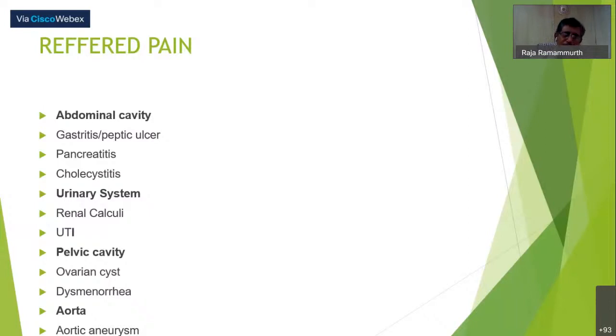And the next, the pelvic cavity region, referred pain. Under that, the first condition is called the ovarian cyst and gonorrhea. Even these patients used to say they have very severe back pain. So we should not get misled or misguided in doing our assessment.